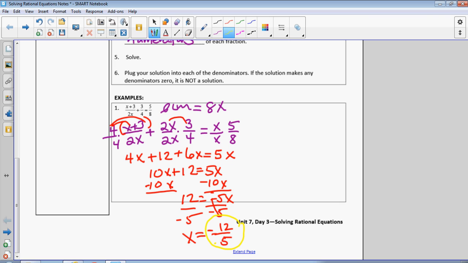Okay, so then I look back and I want to see if I were to plug negative 12/5 in for x in the denominator, would that make my denominator 0? And 2 times negative 12/5 is not 0, so there's no problem with this answer. So now I'm just going to circle my answer because my answer is good. Give it a check.